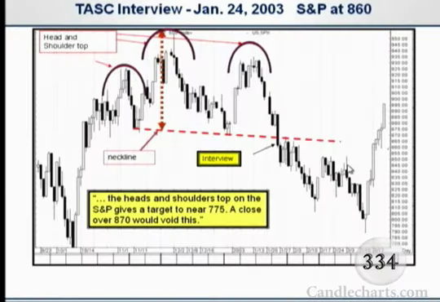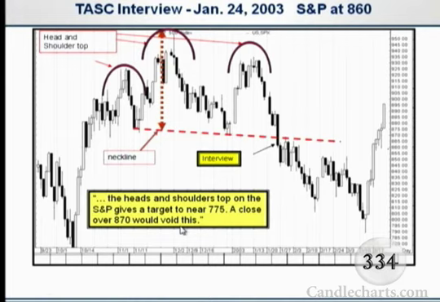After the interview, they said, "What do you think of the S&P here?" And I said, and this was the quote, "The head and shoulders top on the S&P gives a target to near, and actually I said near a bullish engulfing pattern near 775, to near 775. A close over 870 would void this." Okay, you can check the magazine on this. That was the interview session, and the reason I said it was such great timing, look where the market closed.